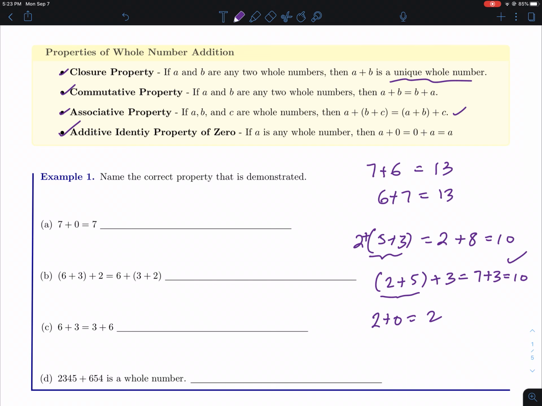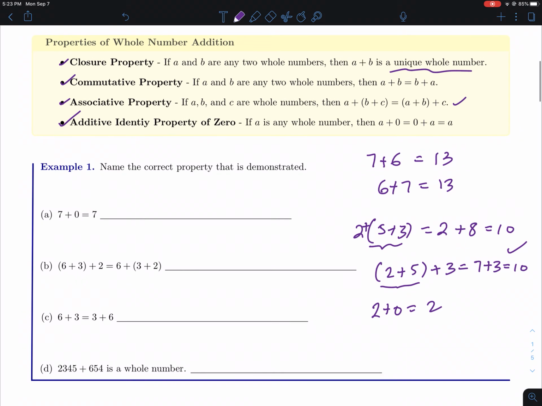All right, so let's look at example 1 real quick, and I'm hoping everybody yells out some answers here. So name the correct property that's demonstrated. So 7 plus 0 equals 7. Oh, I heard somebody say additive identity property of 0. Very good. I'm going to spell it right. Apparently I spelled it wrong in the packet.